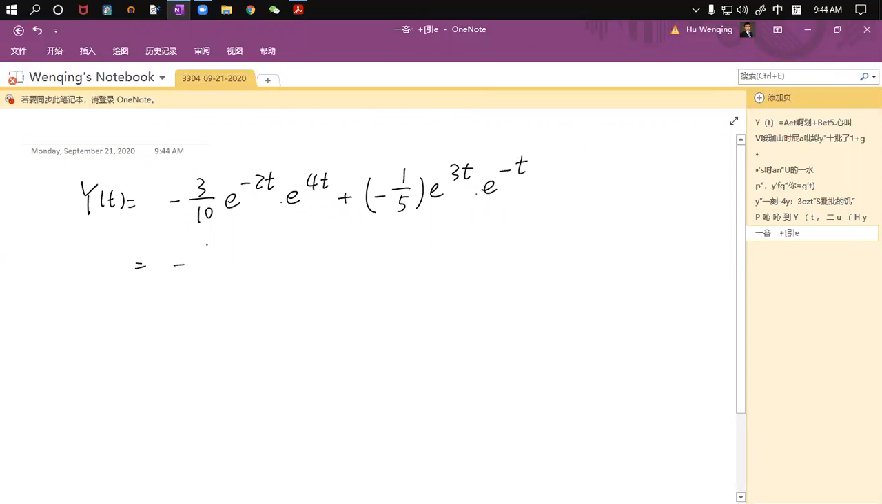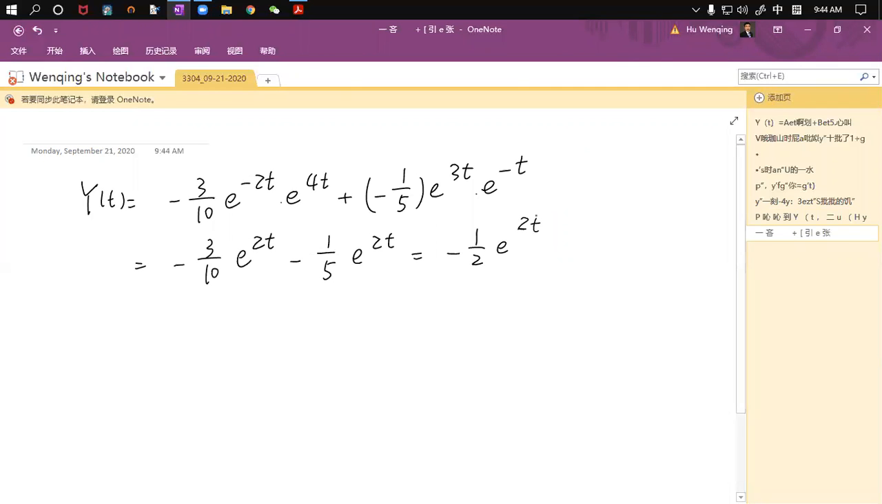So this is actually going to give you minus 3 over 10 e power 2t minus 1 over 5 e power 2t. So that's minus 2 over 10, so minus 5 over 10, which is minus 1 over 2 e power 2t. So that's going to be your particular solution. So you found your particular solution.